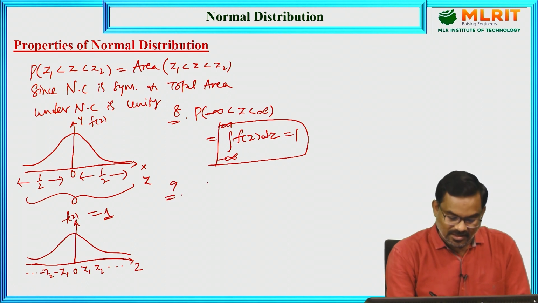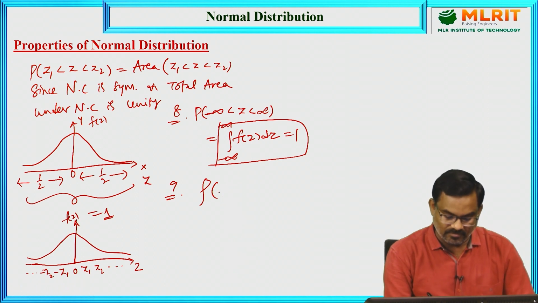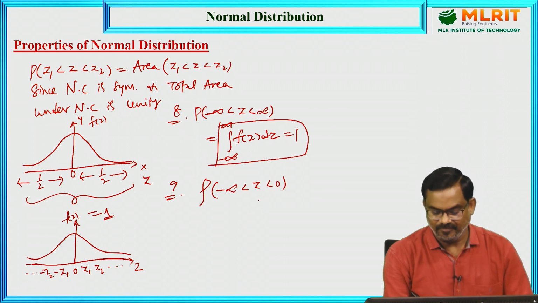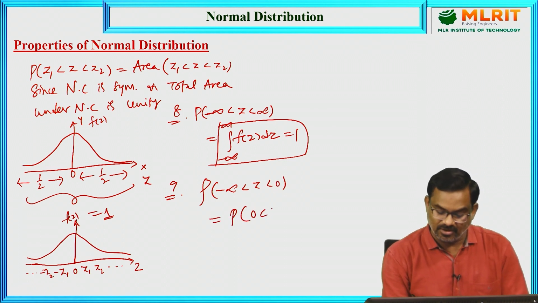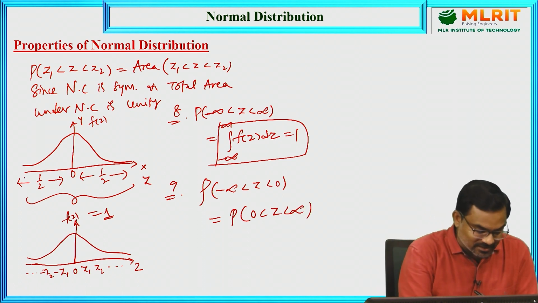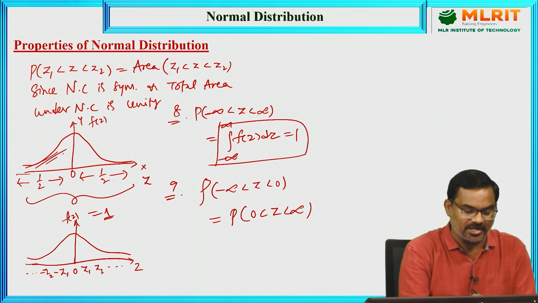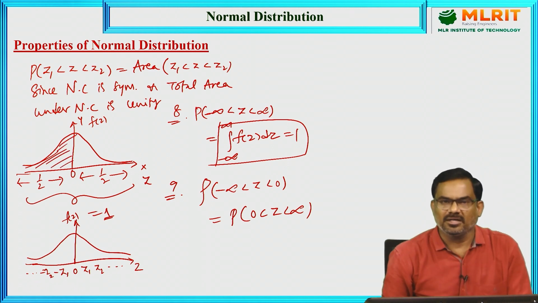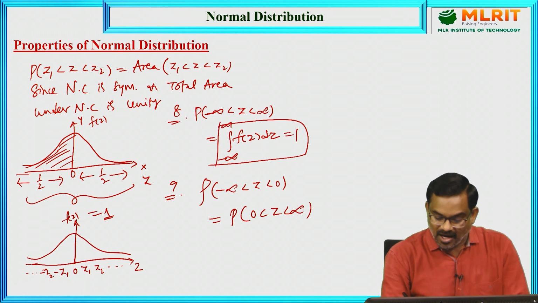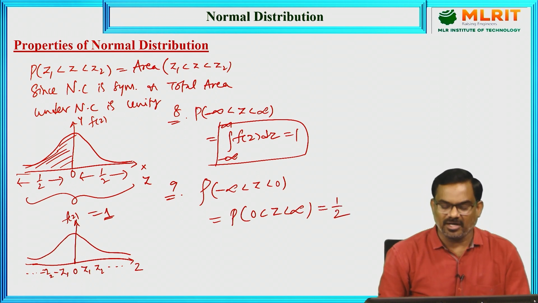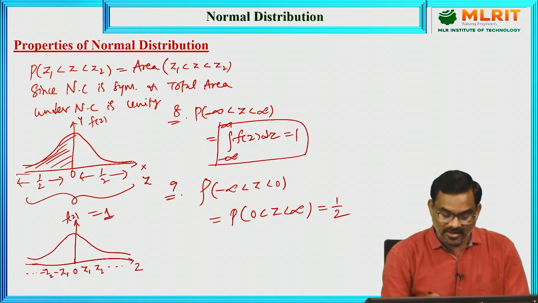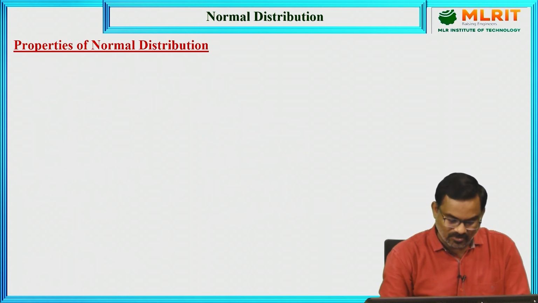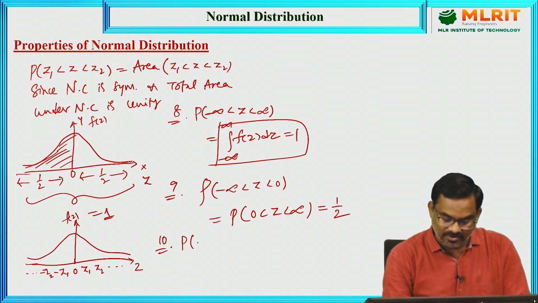Next, the probability of minus infinity less than z less than 0 is equal to the probability of 0 less than z less than infinity. That means this negative portion is equal to the corresponding right positive portion, and each is equal to 1 by 2 because the total area is equal to 1. Similarly, the next one, the probability of minus a less than z less than plus a.